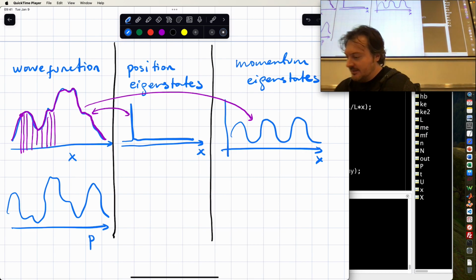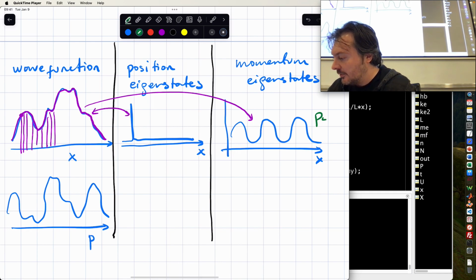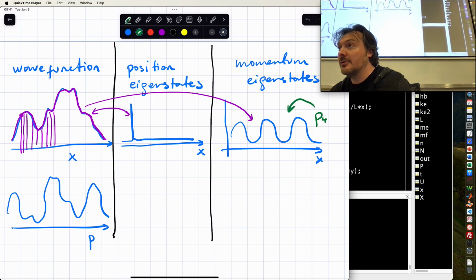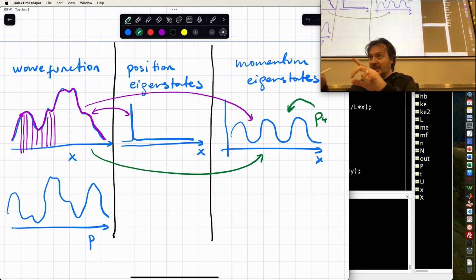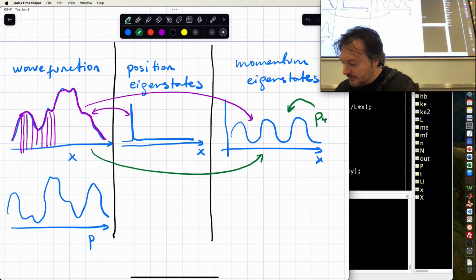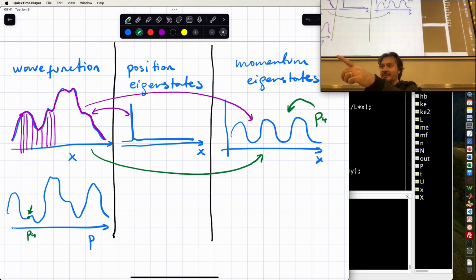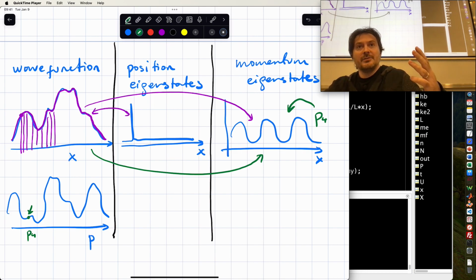So this corresponds to a certain momentum, P4. This is the eigenstate for P4. And I do this multiplication, and I get the value of P4 in here. So P4 is here, and I get the value over there. Do you get it? It's a probability function at the end of the day. It's the square root of the probability function, because you are going to take the absolute value squared.